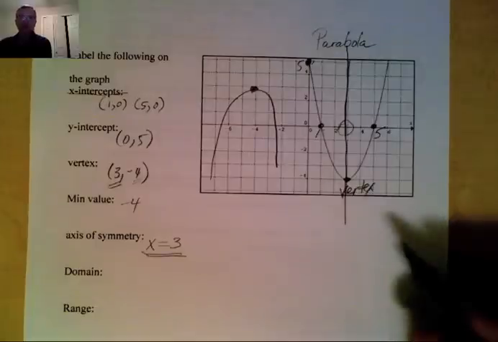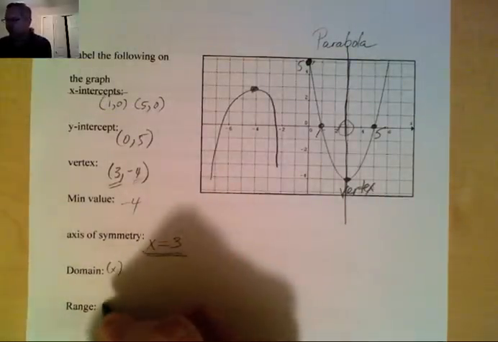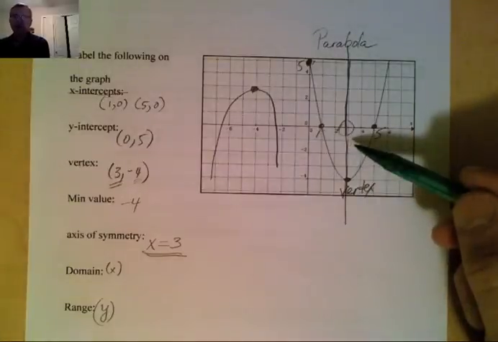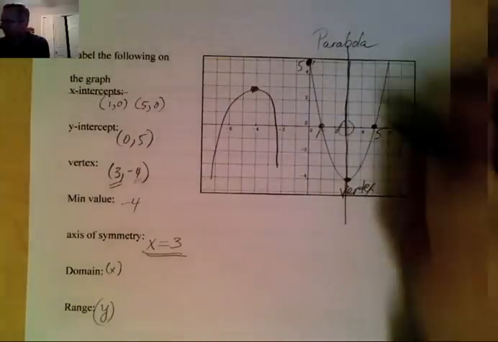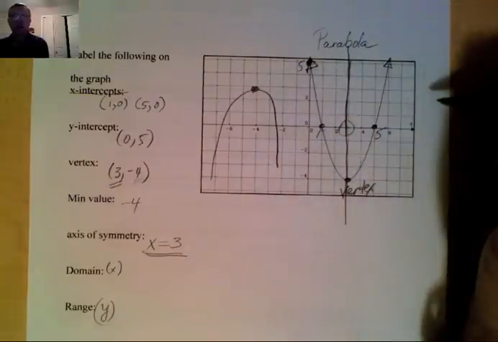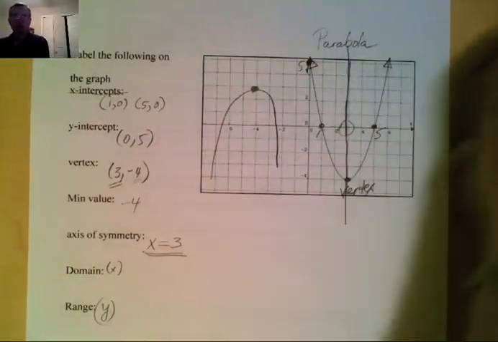The last two things we need to talk about are domain and range. Remember, domain talks about x values, and range talks about y values for our graph. Now this particular parabola, even though it doesn't have arrows on the end of it, it does keep going upwards forever. Upwards and to the left, upwards and to the right.